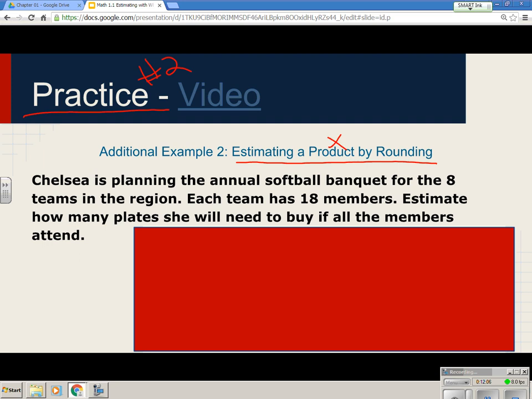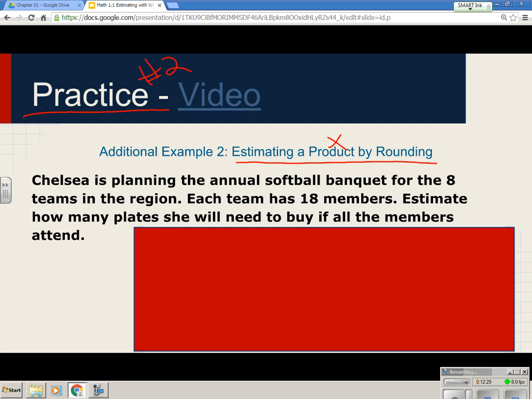So let's look at the problem. You can read it with me. Just look at the screen while I read. It says Chelsea is planning the annual softball banquet for the 8 teams in the region. Each team had a total of 18 members. And Chelsea wants to estimate how many plates she's going to need for the banquet so that enough people will attend. Well, 18 and 8, you can try to find numbers that are more compatible.